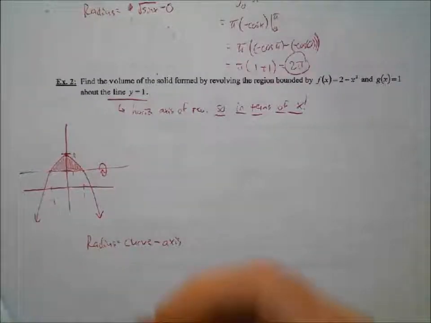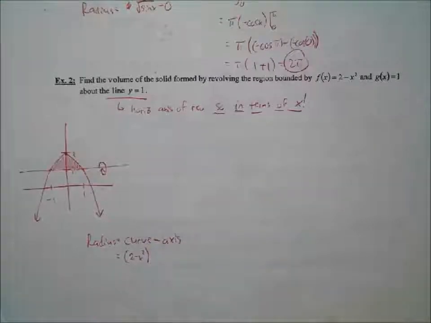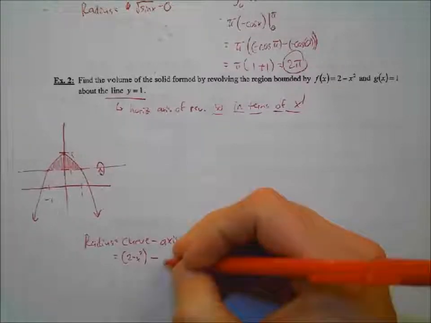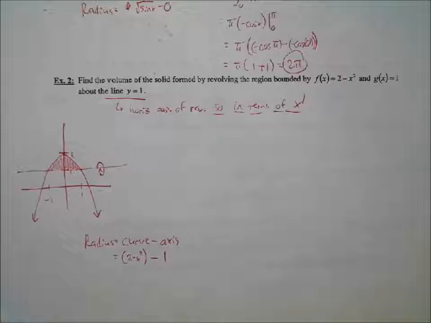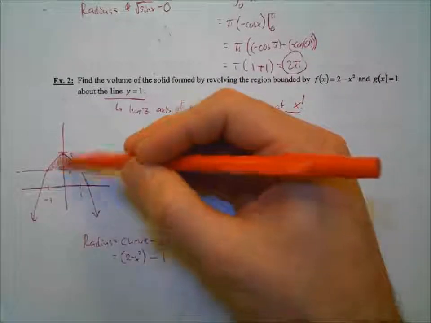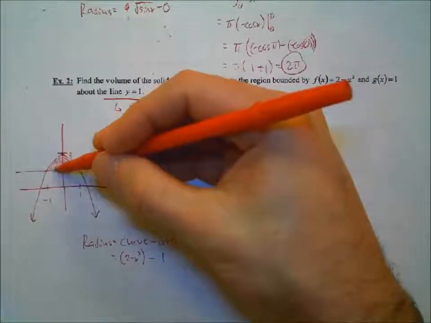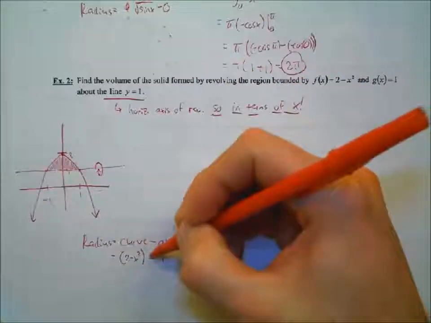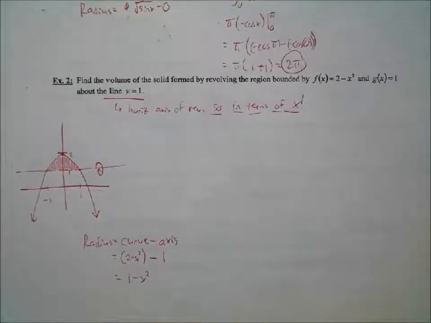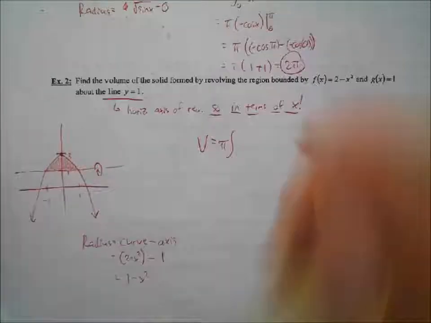So we need to do our curve, which is 2 minus x squared, minus, what's our axis of rotation again? 1. So 2 minus x squared minus 1. That will give us the correct height, or I should really say radius, because it is really a radius. That will give us the correct radius from the center to the curve. That distance is 2 minus x squared minus 1, which if we simplify is just 1 minus x squared. So setting up our volume, volume equals pi times the integral.